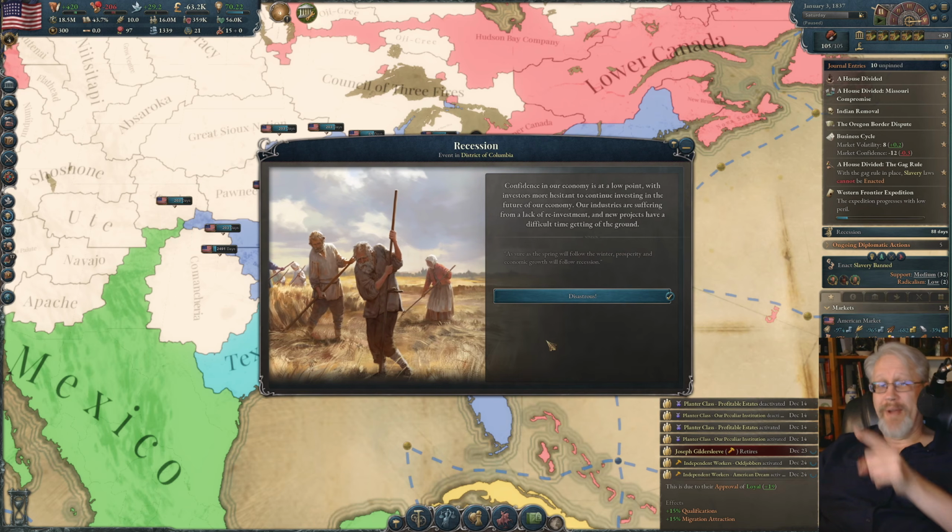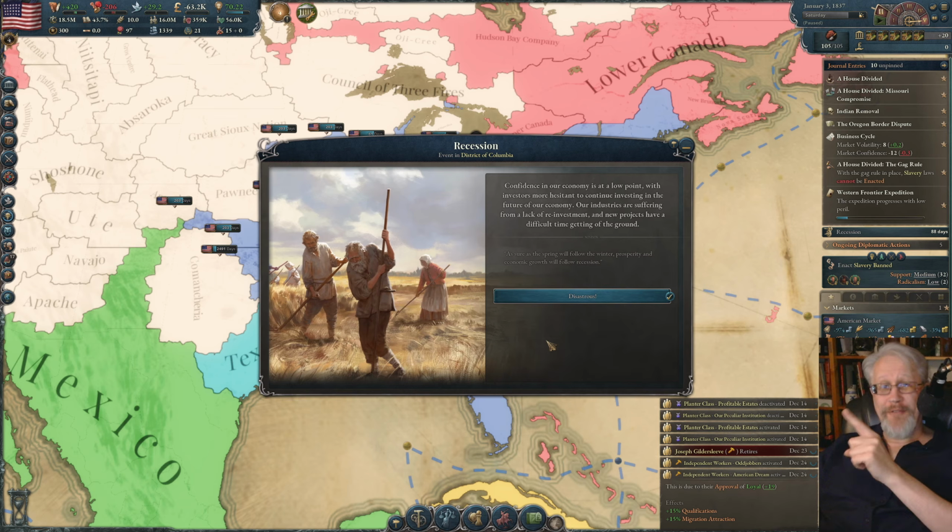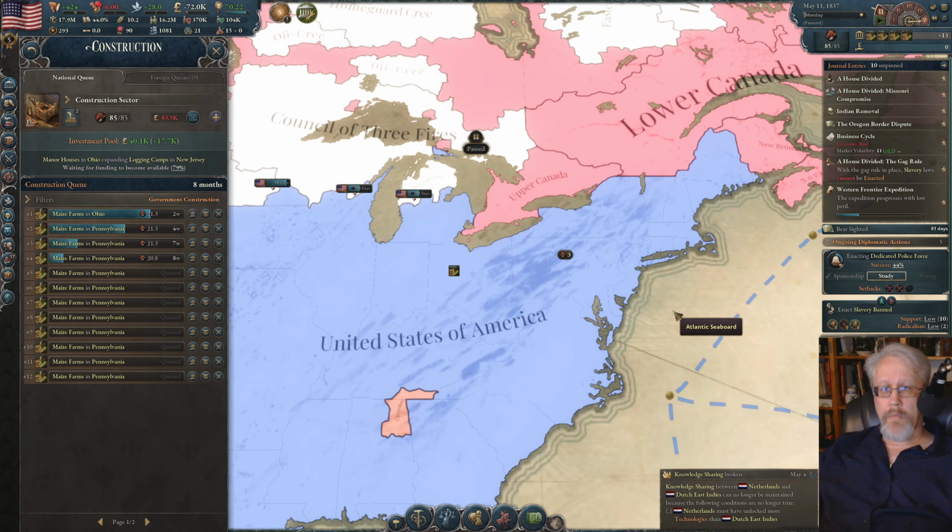I'm still building, but I want to point out that right after Van Buren got elected, we had a recession hit, which historically, well, there was a panic of 1837, but kind of neat. It was a random event, but it came out like in history. Okay, I'm going to keep building some more stuff.